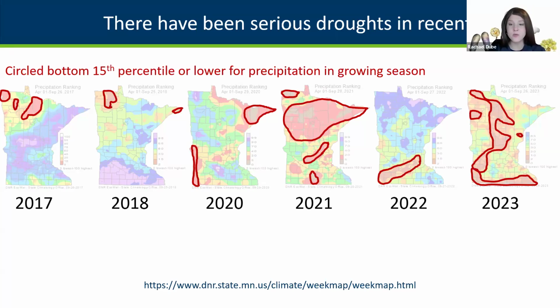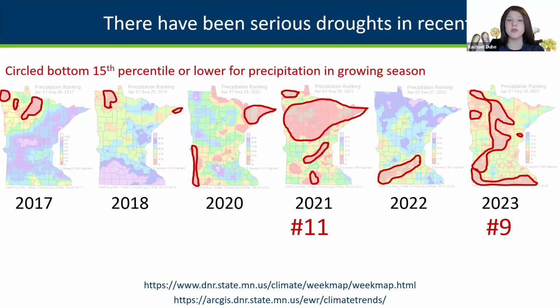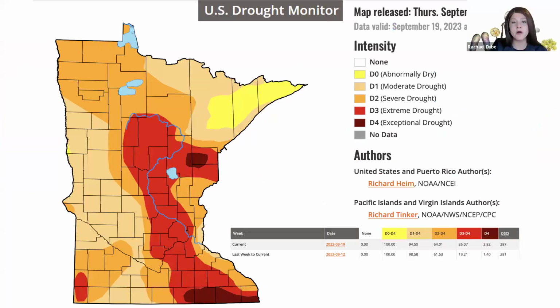And then looking statewide, of course, we're very well aware that 2021 and 2023 were years of very significant drought in significant portions of the state. 2021 was the 11th driest year on record, and then 2023 was our 9th driest year, unfortunately for us and our oak trees.